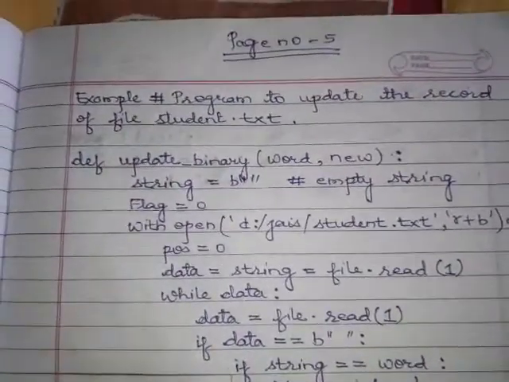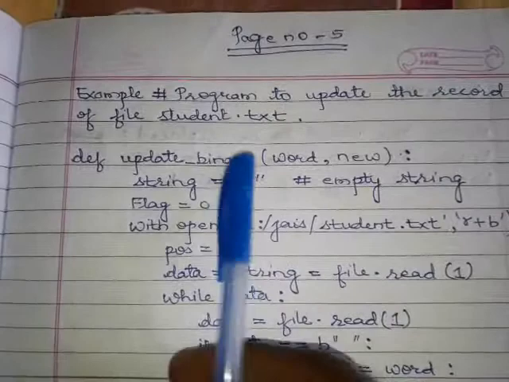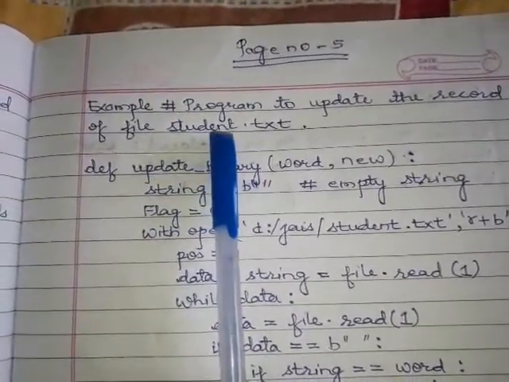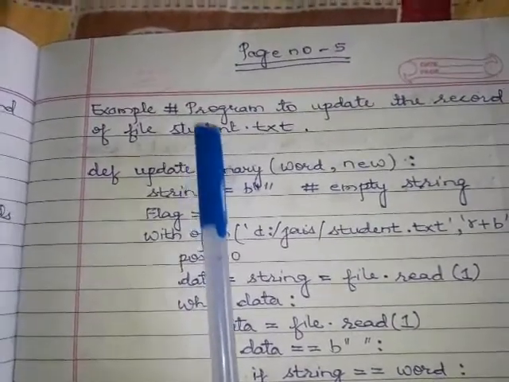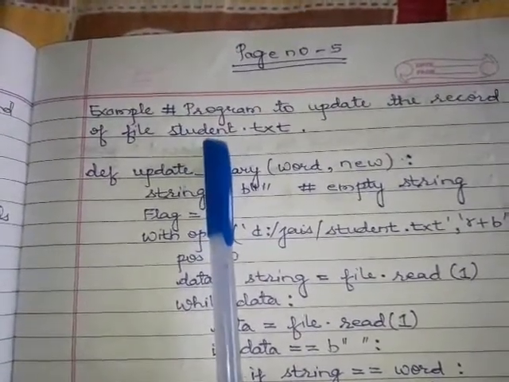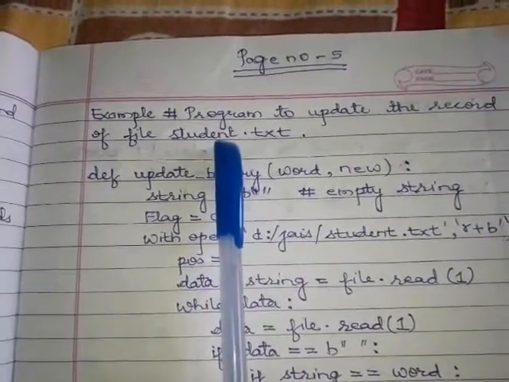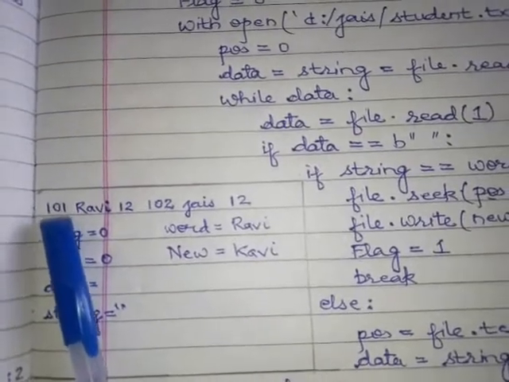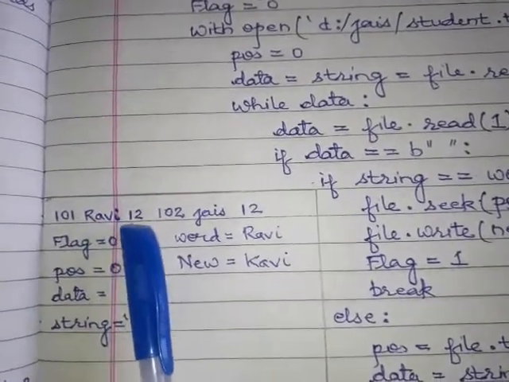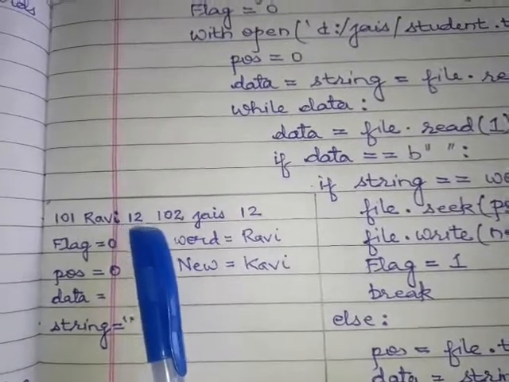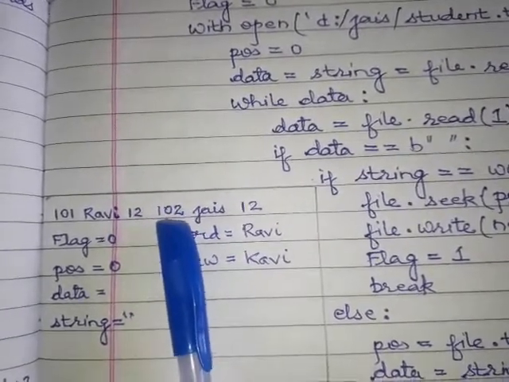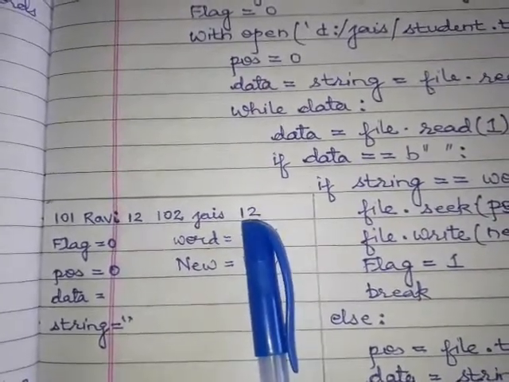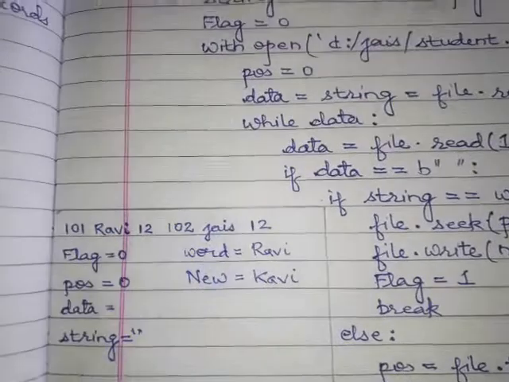Now we are going to update the content of the file student.txt, in which we have already written some data. The data is in the form of roll number, name and class, or we can say standard. Suppose the data written on the file is roll number 101, name Ravi, class 12th. Then another data, roll number 102, name Jazz and class or standard is 12th. Okay, this is the content of the file.